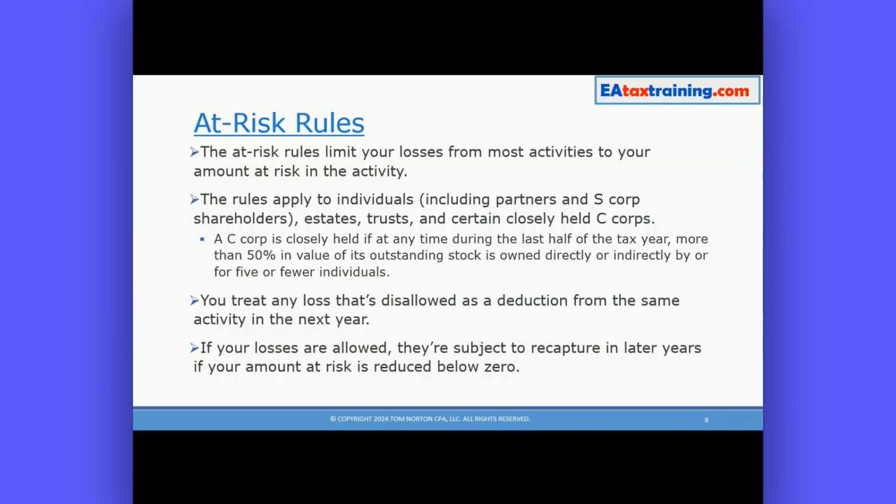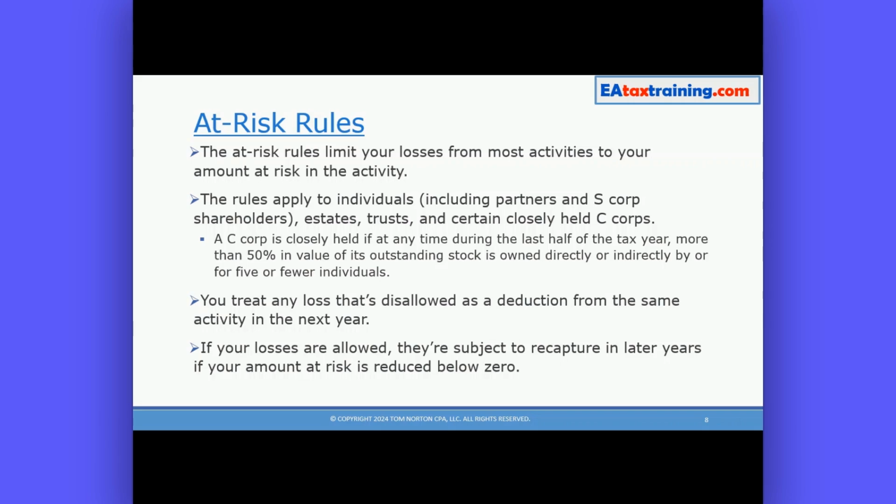You treat any loss that's disallowed because of these rules as a deduction for the same activity in the next year. So if it's not allowed this year, then you can use that loss for next year, as long as next year you either have a profit or you have amounts at risk.